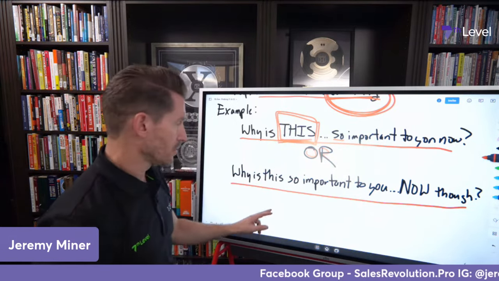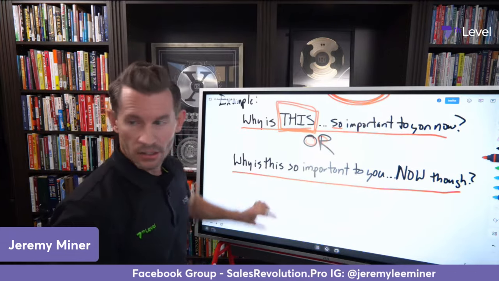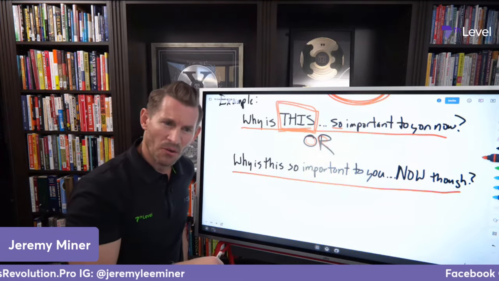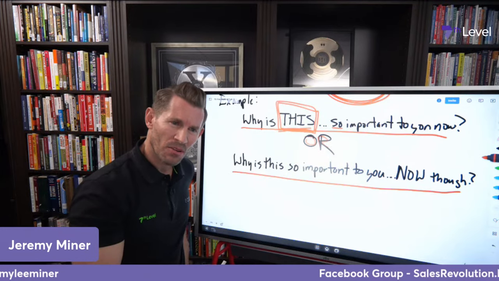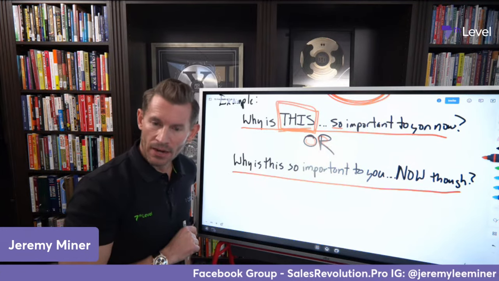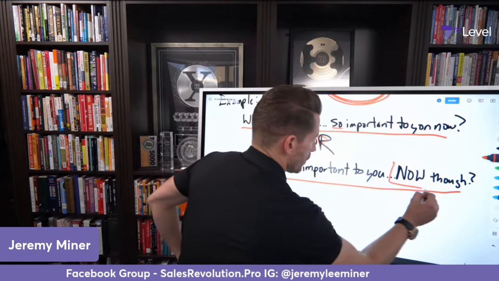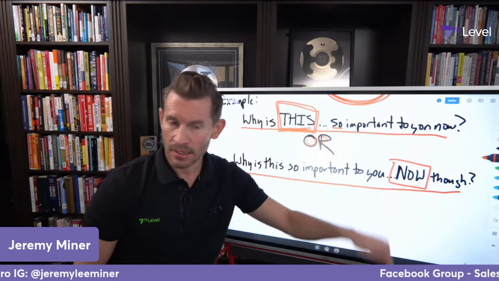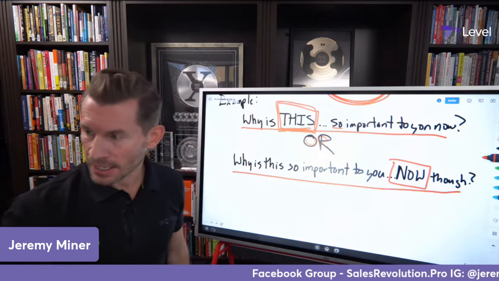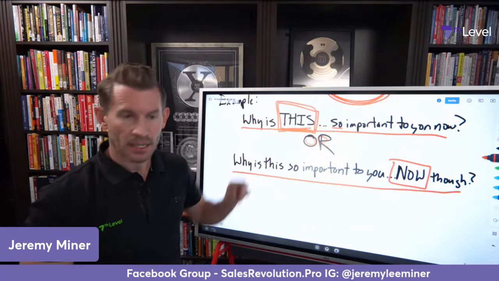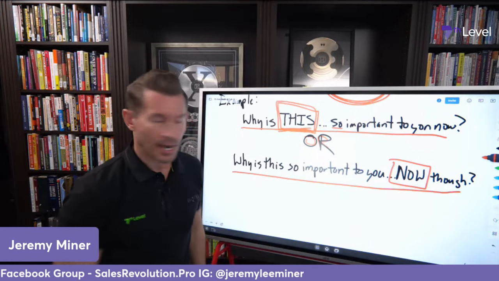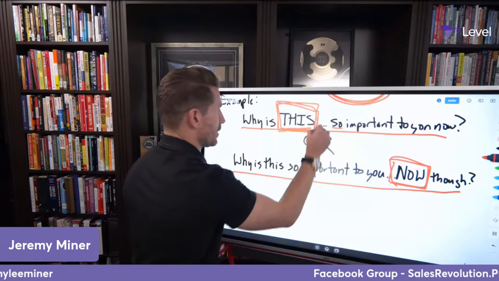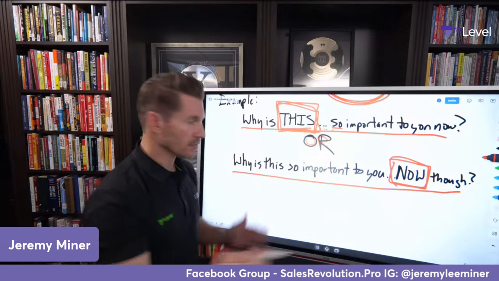Now, look at this. This is the same exact question. Take a look at what I'm going to emphasize now. Okay, but why is this so important to you now, though? Why is this so important to you now? What word are they now going to think? Why it's important now, like right now, today. So it's a timing thing. I now have the prospect's brain thinking, not why is this the thing important, but why is it important now? I literally can change the way the brain of the prospect works by emphasizing a certain word and having a verbal pause between that word.